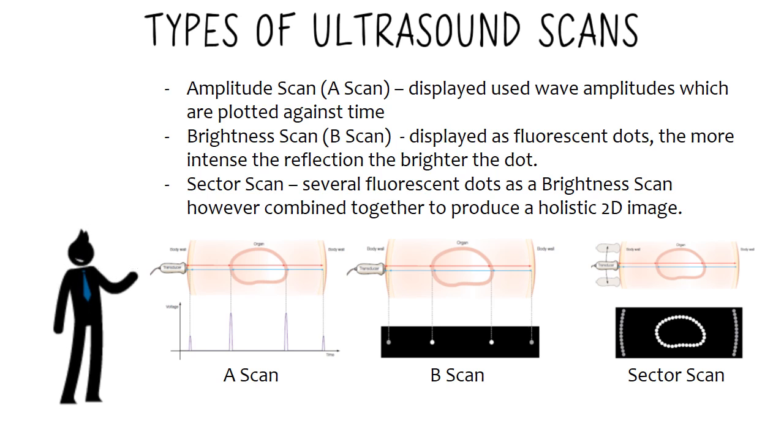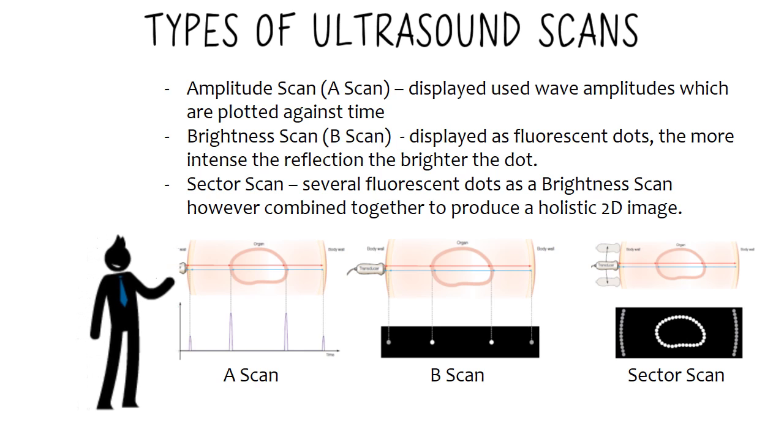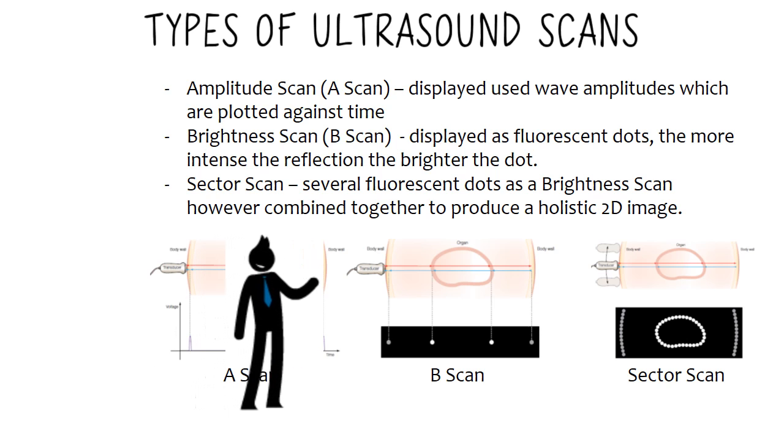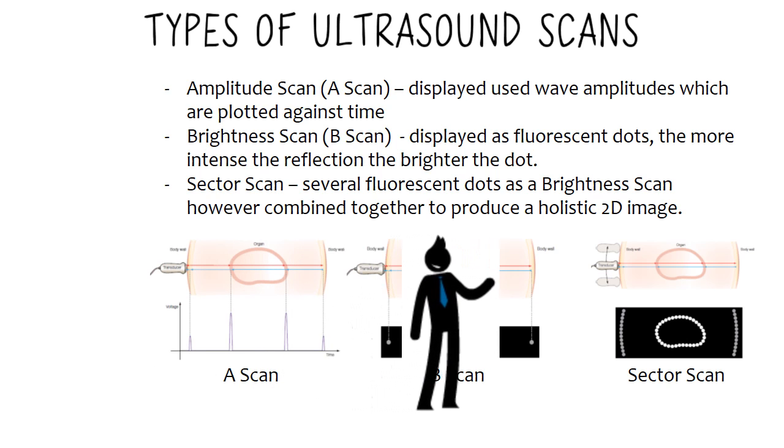And you can see that by the diagrams at the bottom, where an A scan is wave amplitude, while B scan is brightness scan, and a sector scan is shown as fluorescent dots, such as a brightness scan, however as a 2D image. And you can see that there now.